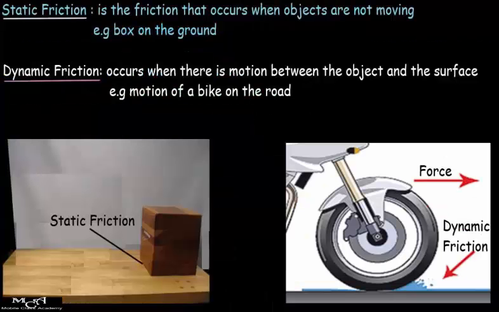Now, what is static friction? Static friction is the friction that occurs when objects are not moving. Example, a box on the ground. When you have a box on the ground, it's a good example of static friction. Then, dynamic friction occurs when there is motion between the object and surface.